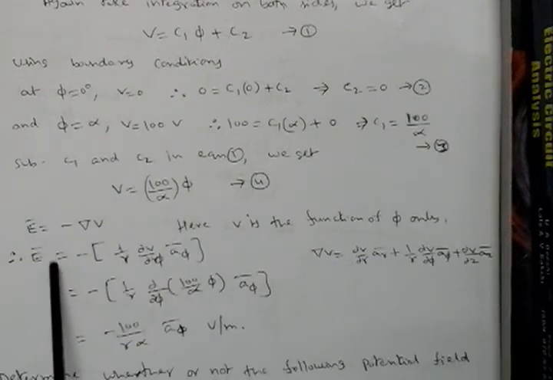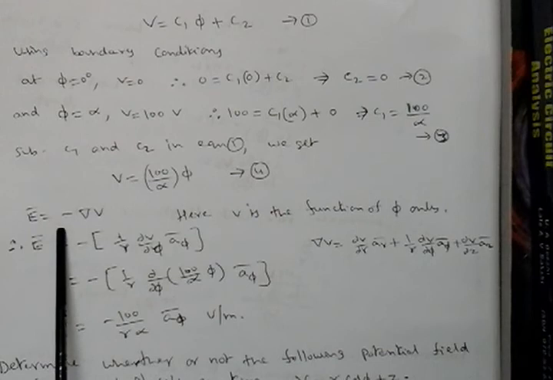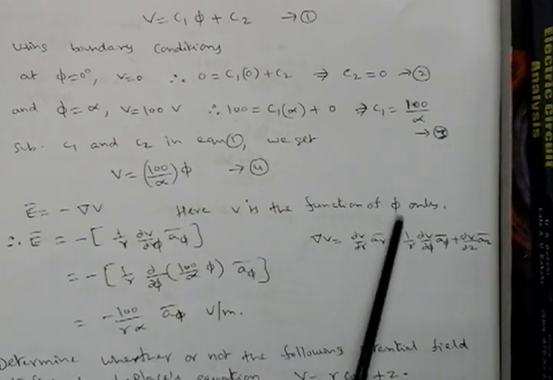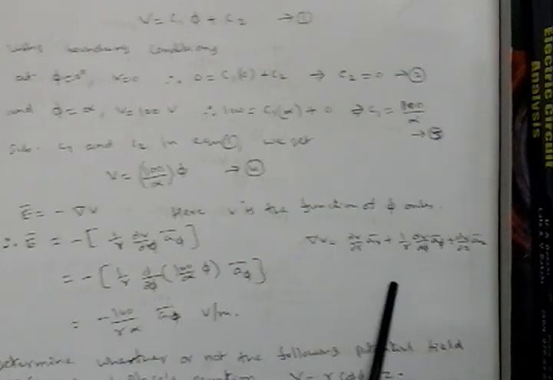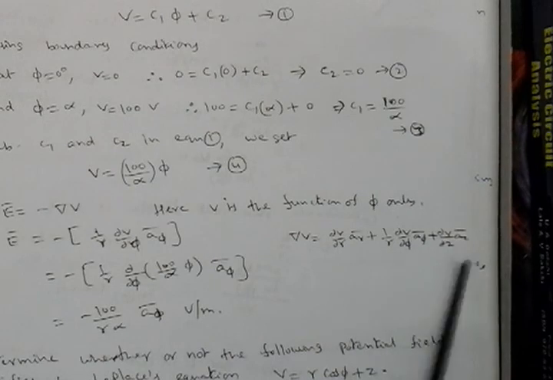Now we need to determine the E bar. E bar is the electric field intensity. Electric field E bar is equal to minus del V. Where V is the function of what? Phi only. That means this is the del V formula. In this, we need to write only the phi term. The remaining A R and A Z terms are not required. Both of them are 0 only.